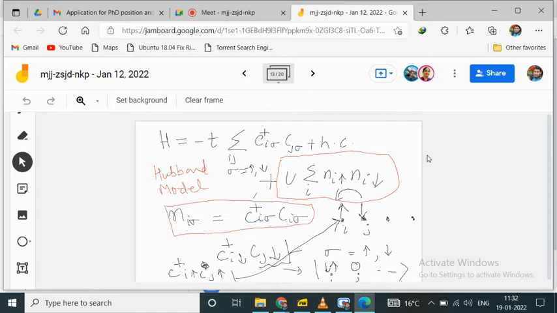So right now I'm just showing you this minus T c dagger i c j sigma. How will you solve this Hamiltonian? First tell me what will be the matrix representation of this Hamiltonian.